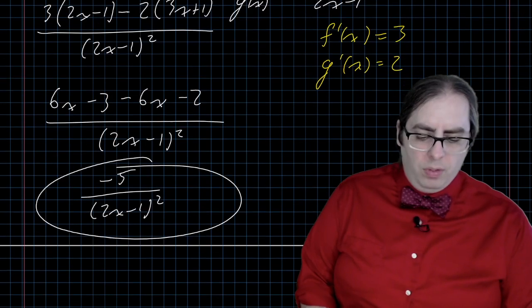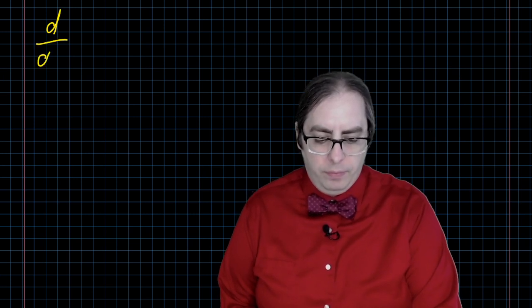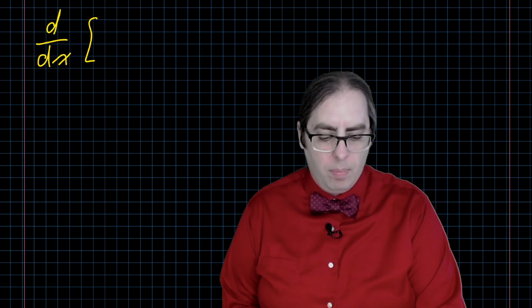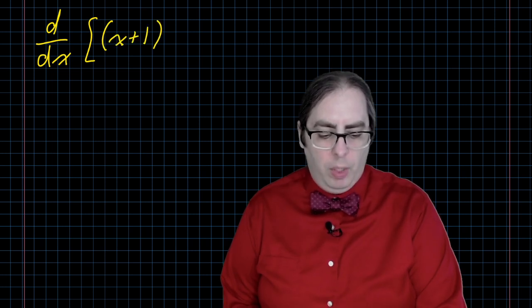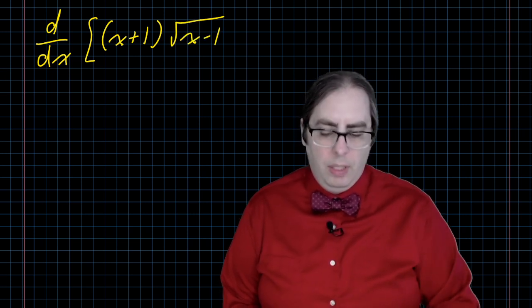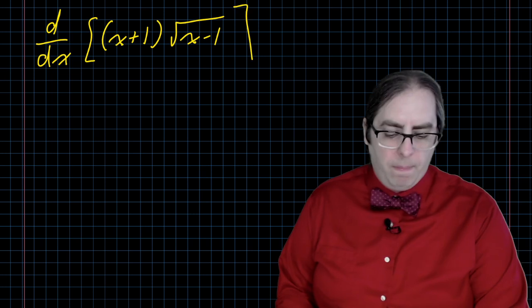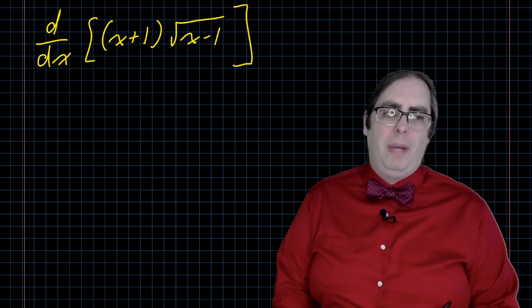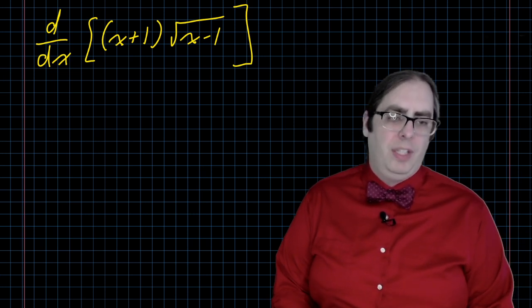All right. One more example, and this is the one I would like you to try. So just as a nice quick warm-up here, I'd like you to think about the derivative of x plus 1 times the square root of x minus 1. All right, as they go, that's a little bit messy, but not too bad. It's probably not as bad as the one that I just finished.